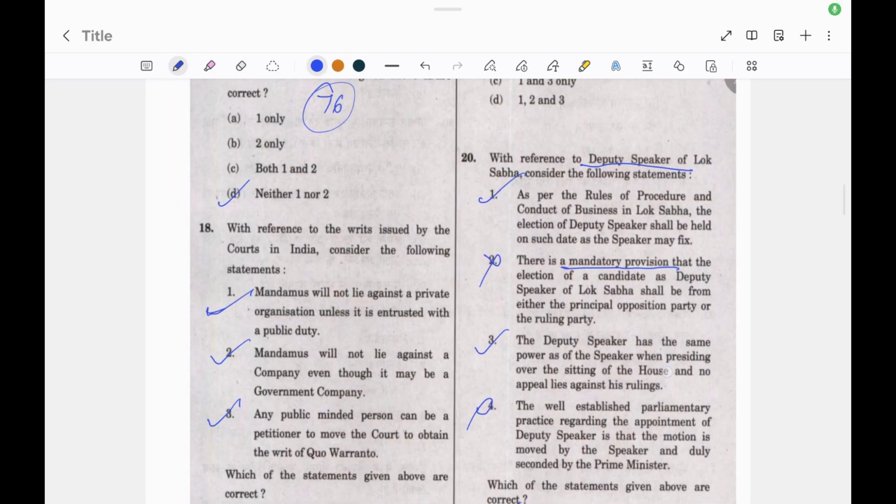Now look at this topic and prepare it very carefully: Speaker and Deputy Speaker, because the Deputy Speaker has not been appointed for a long time, and the recent proposal for removal of the Lok Sabha Speaker is also in the news, and there is talk about the removal of the CEC also in the newspapers. So keep this in mind and remember these procedures.